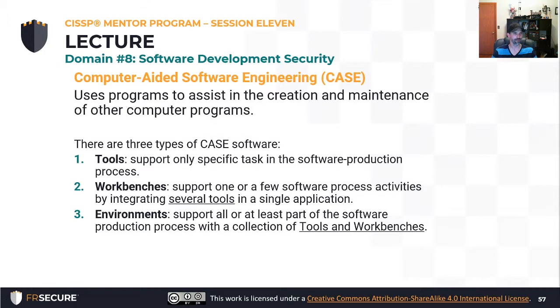CASE, Computer-Aided Software Engineering. It uses programs to assist in the creation and maintenance of computer programs. There's three types of CASE software. Tools are only going to support a specific task in the software production process, whatever that particular tool is set to do. Workbenches are going to support one or a few of the software process activities, allowing you to aggregate several tools together into a single application. An environment is going to be the totality of several workbenches and tools, that whole collection.